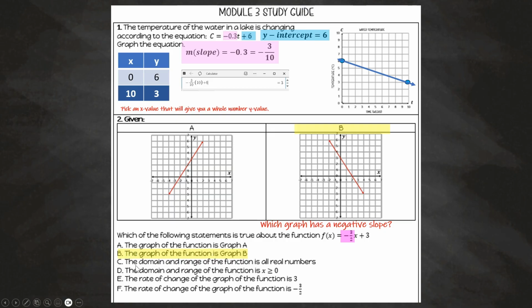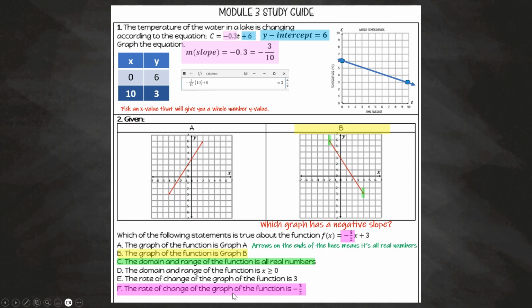Then it's asking us about the domain and range of the function. Well, if you're looking at these two graphs, both of these graphs have lines that have arrows, meaning they continue on forever. So because of the arrows, that means that all of our possible x values, or domain, would be all real numbers. And also our range would also be all real numbers, because that line is going to continue on forever. So it's both true for our x and our y values.